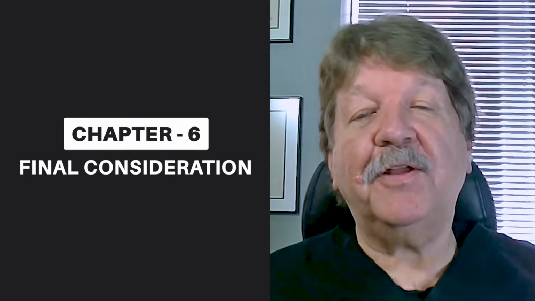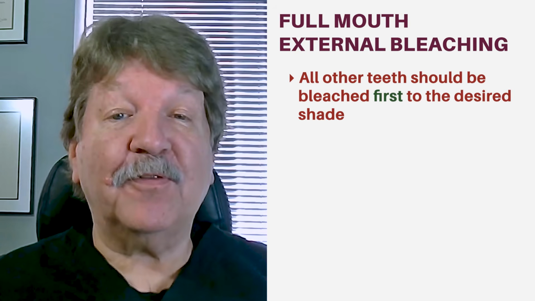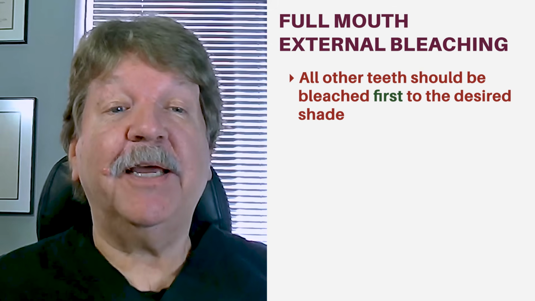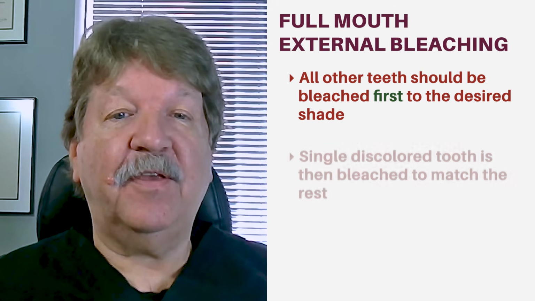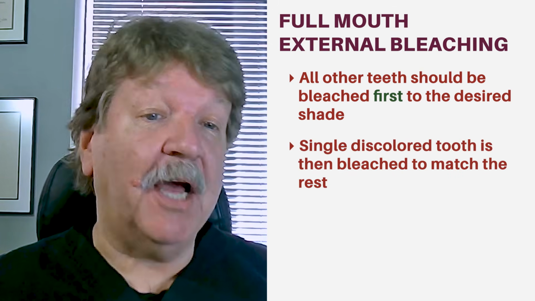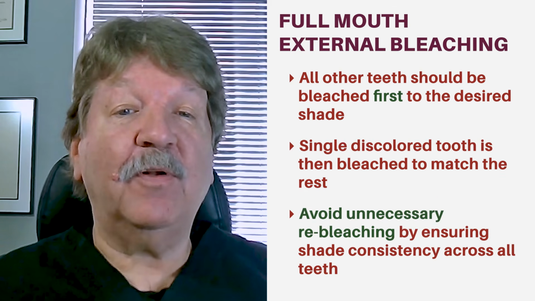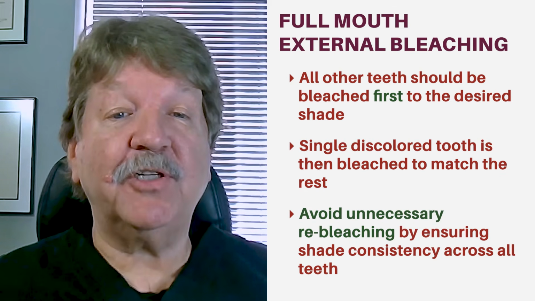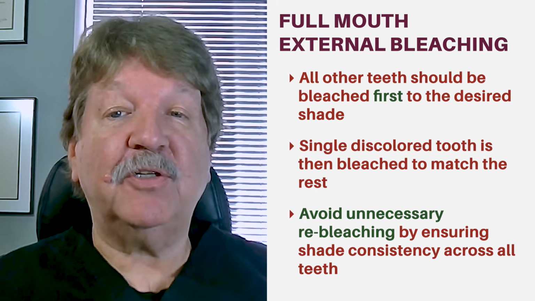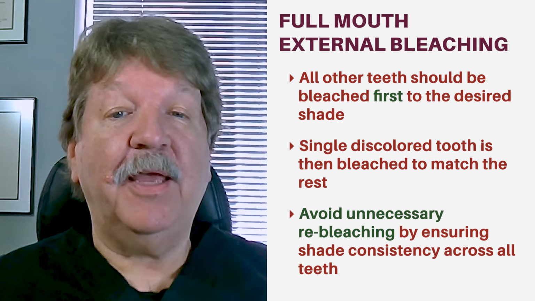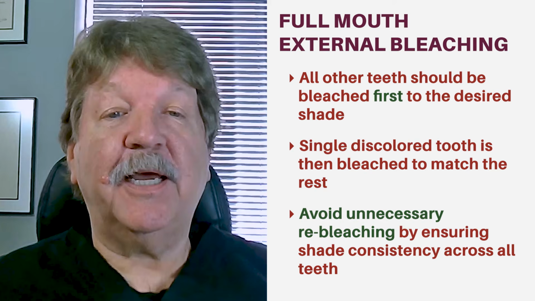One final consideration needs to be made for those patients who are considering full mouth external bleaching in order to improve their overall aesthetic appearance. In that case, all the other teeth should be bleached first. They should have the proper shade achieved, and then the single discolored tooth is bleached to match the other teeth. There's no point in performing a single tooth bleach only to find that once the rest of the teeth have been bleached to a lighter shade, the previously internally bleached tooth now doesn't match the rest of the mouth and now has to be internally bleached again.